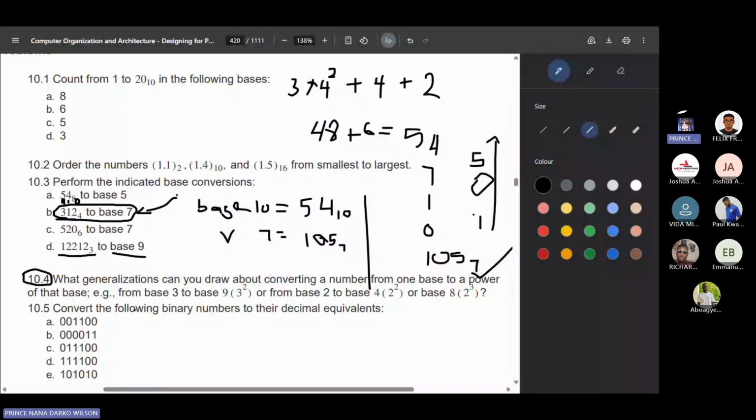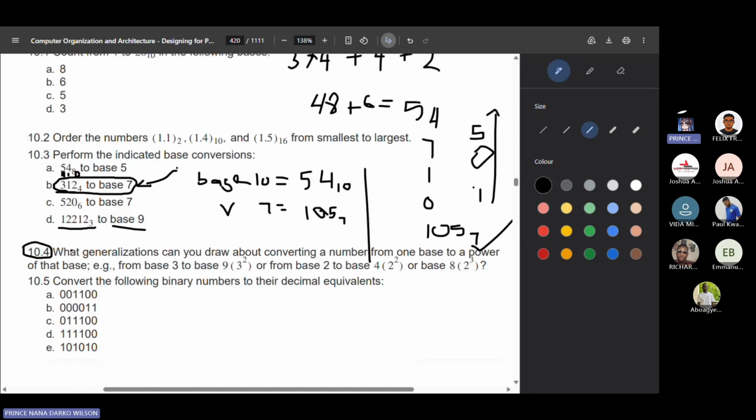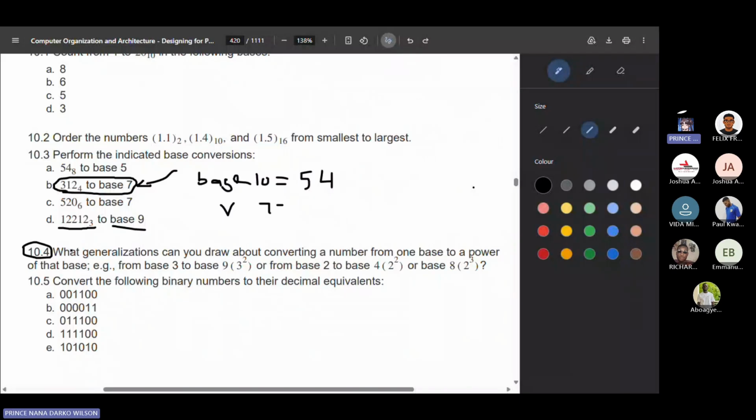And we are going to use the idea we get from question 10 to do question D very simply. What generalizations can you draw about converting a number from one base to a power of that base? For example, when you're converting from base 3 to base 9, which is the same as base 3 squared, or base 2 to base 4, which is the same as base 2 squared, or from base 2 to base 8, which is the same as base 2 to the power 3.